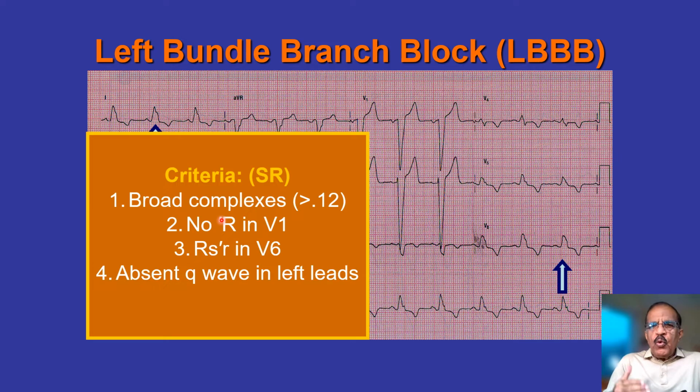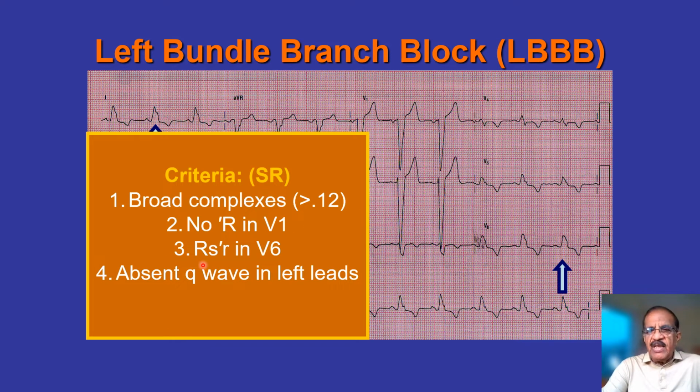Now there are two approaches. One is to rule out right bundle branch block. Since there are only two possibilities, if we have ruled out one, we will be left with the diagnosis of left bundle branch block. And this is that approach. No R prime in V1. In V1, after the S wave, there is no R prime. So that means there is no right bundle branch block, so we can draw an inference that this is then left bundle branch block.